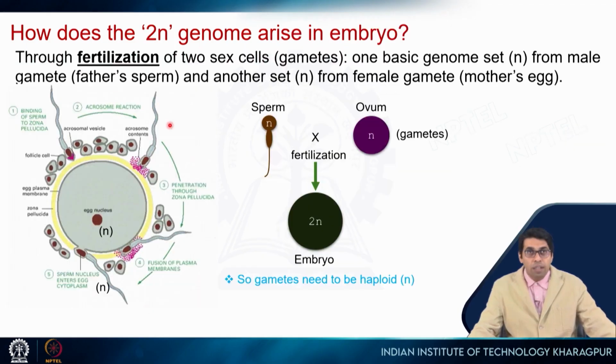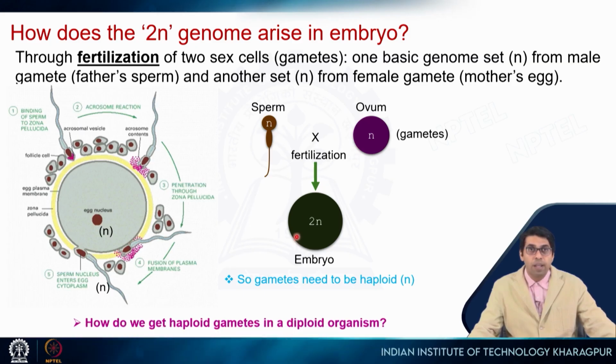Okay, I will come to how these haploid cells are generated, but the fertilization of two haploid cells, so sperm and ovum, in our case this will have 23 chromosomes, this will have 23 chromosomes. So, when they come together, fertilization happens, and then the embryo will have 2n sets, because 23 comes from here, 23 comes from here. So, that is total 46, right. So, how do we get these haploid gametes in a diploid organism?